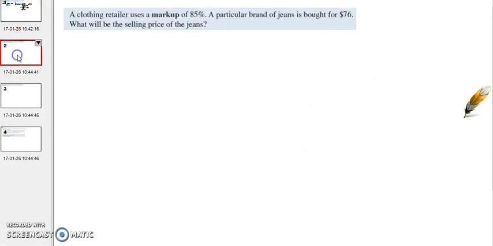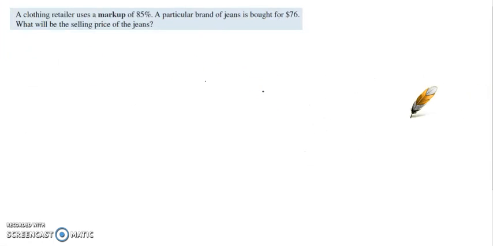So we're going to move on to this one here. So, a clothing retailer uses a markup of 85%. A particular brand of jeans is bought for $76. What will be the selling price of the jeans? Notice the word markup. Markup is what the stores charge you extra so that they make a profit. So when you're looking at anything, okay, the original price is 100%, and then they add on more percentage after that.